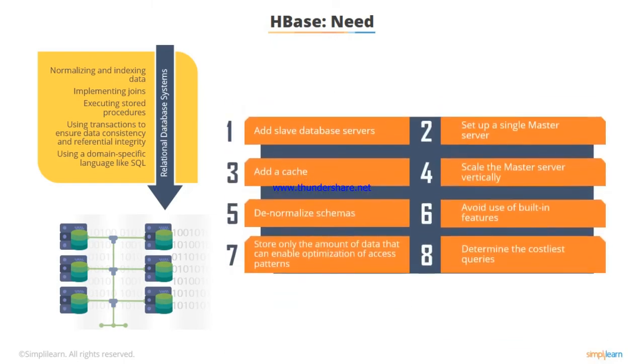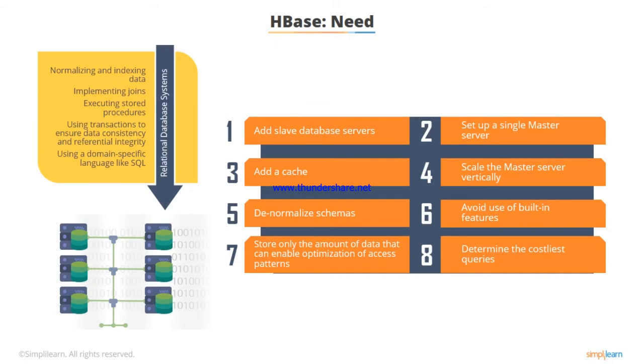These challenges can be solved in any of the following ways. Add slave database servers to handle the pressure and ensure that the slave servers are as efficient as the master servers. Set up a single master server that supports fewer writes but handles a large number of reads. Add a cache that stores reads in a very fast in-memory system. Scale the master server vertically, which is a rather costly option.